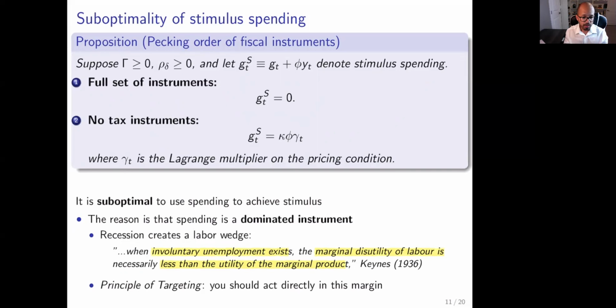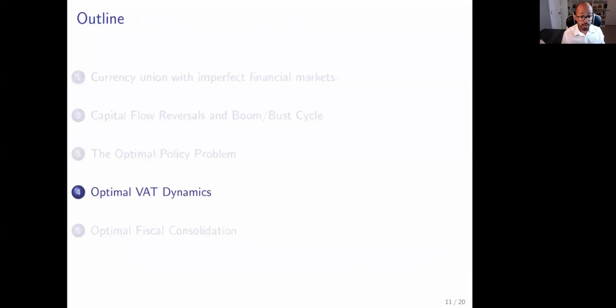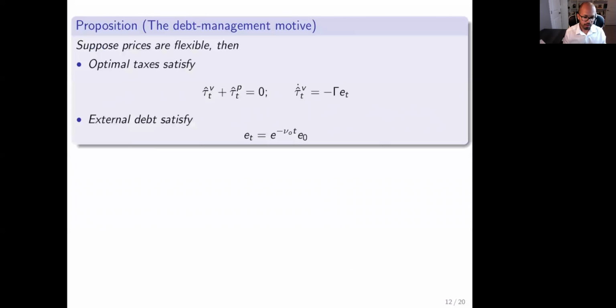And if you want to affect this labor wedge, you can use directly something that affects this margin. You can use a payroll or VAT tax. And that's exactly what this is saying. So let's consider the optimal design of tax policy in this economy. We start with the benchmark where prices are flexible, but you still allow for the financial friction.